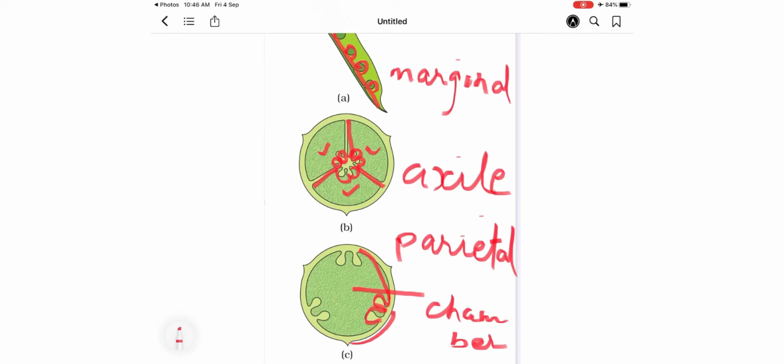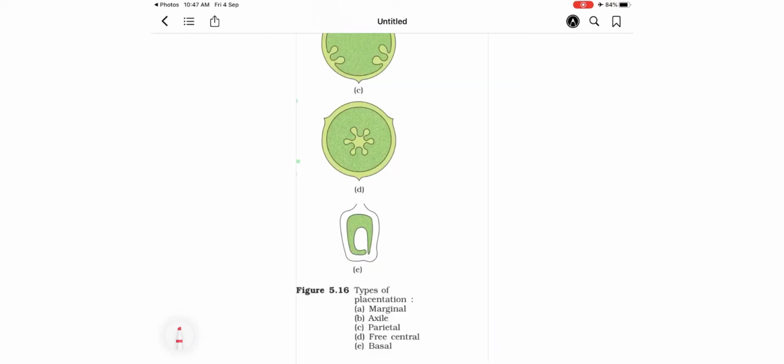But sometimes a false septum may develop, and we have understood that the false septum gives the appearance of 2 chambers, but actually it is not. So diagram C we have discussed is parietal type of placentation. Now D and E we have to discuss.